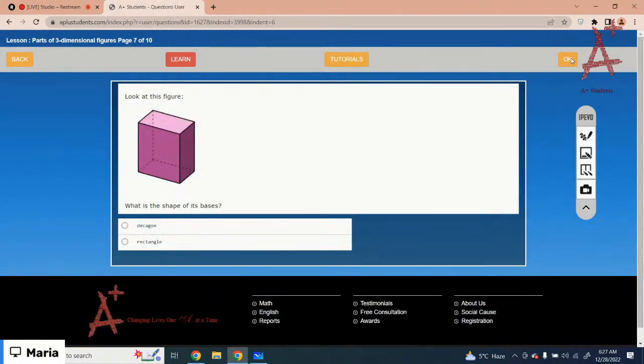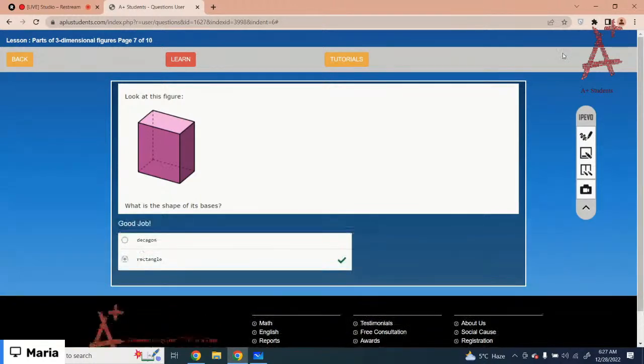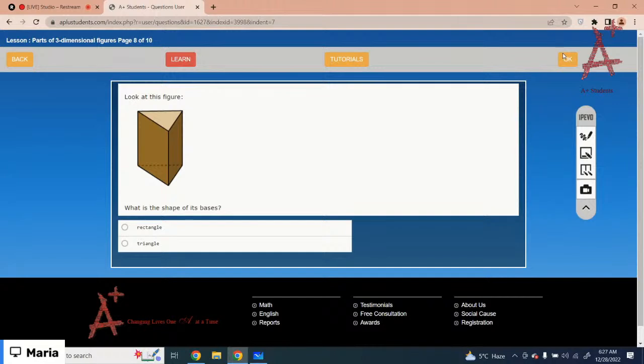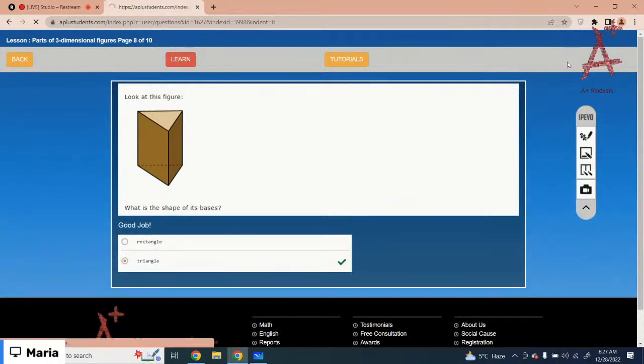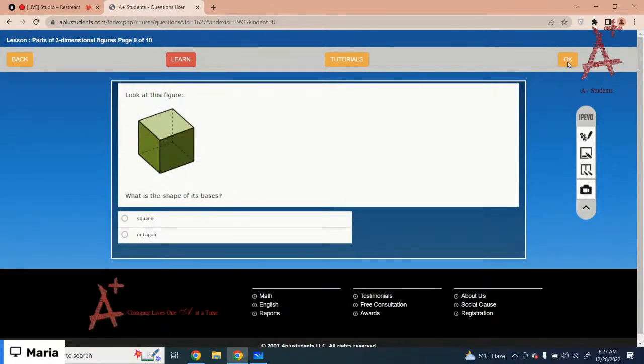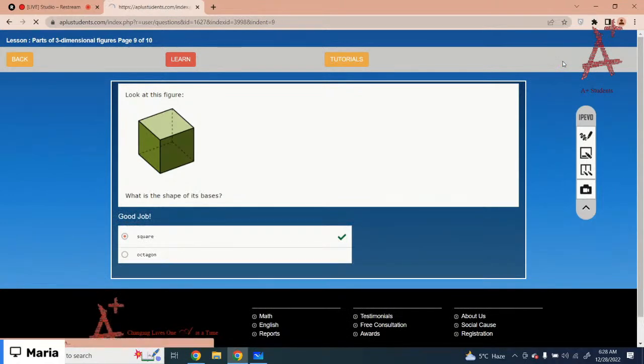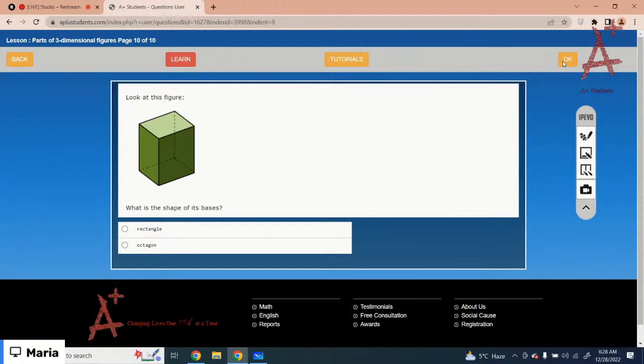Look at the figure. What is the shape of its base? The shape is a rectangle. Got it? Just select the correct option and click on the OK button. What is the shape of its base? Rectangle or triangle? It is the triangle. Got it? Look at this shape. What is the shape of its base? Square or octagon? It is square. Look at this shape. What is the shape of its base? Yes, rectangle it is.